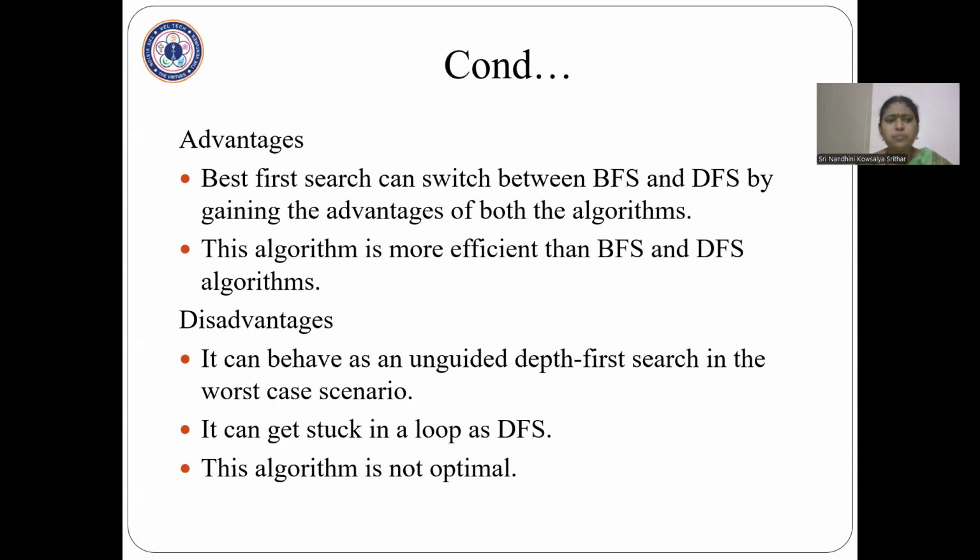Then advantages. Best first search can switch between breadth first search and depth first search, gaining the advantages of both algorithms. This algorithm is more efficient than BFS and DFS. The disadvantages: it is an unguided depth first search in the worst case scenario. It can get stuck in a loop like depth first search. This algorithm is not an optimal one.